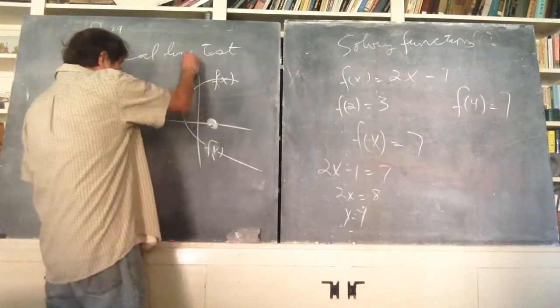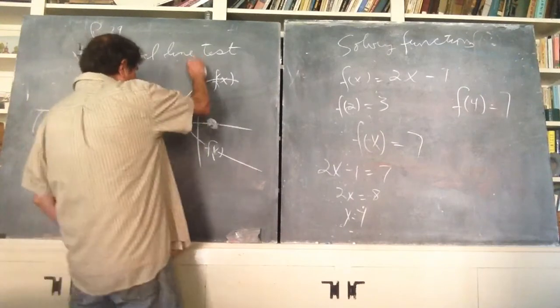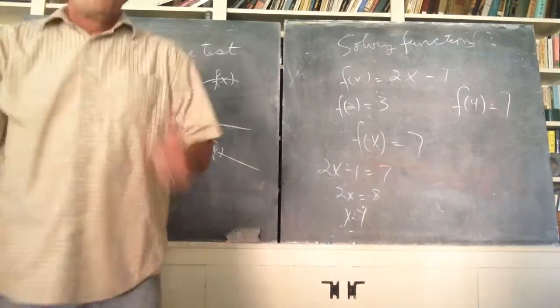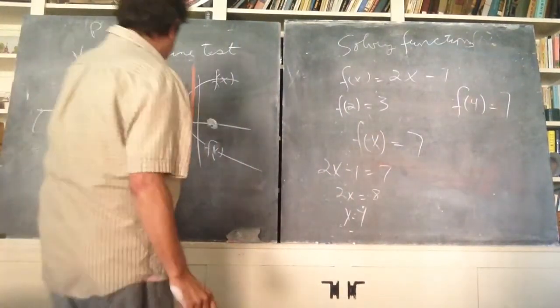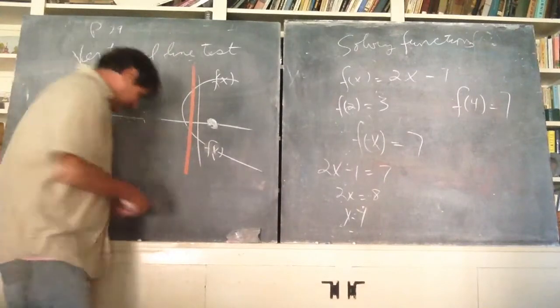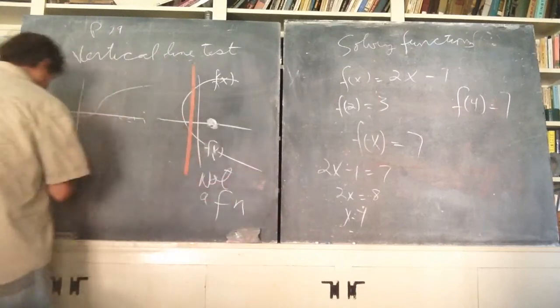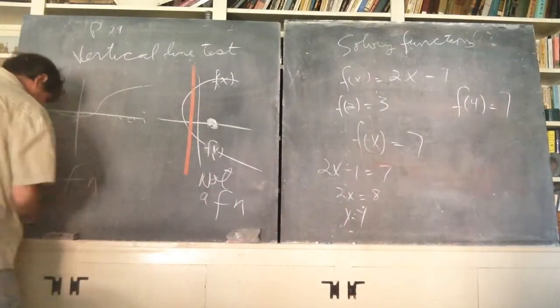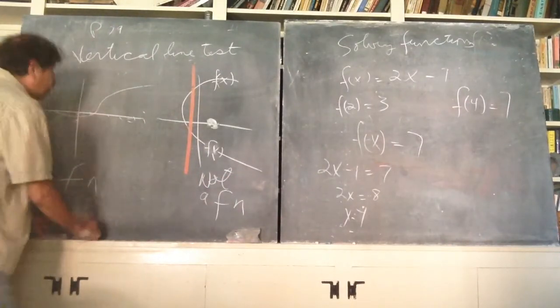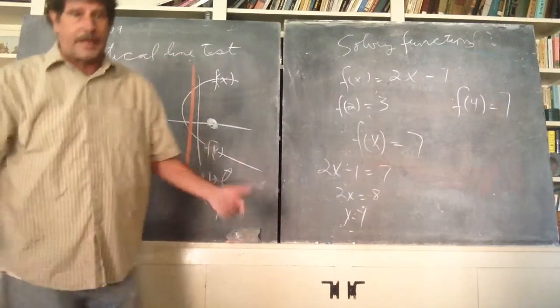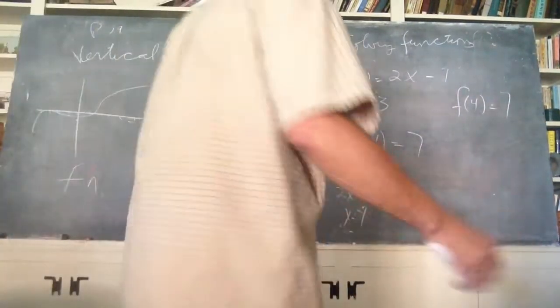So here's the vertical line test. If you can draw a vertical line and hit the graph more than once, here I hit it here, here I hit it there, it's not a function. Vertical line test. All of page 19. I hope you can just look at it and say yes, no, yes, no, yes, no, whatever it is.